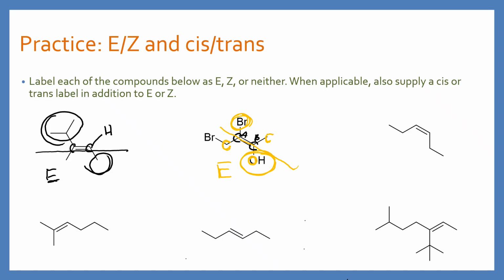Now, looking at the instructions, it says to label each of the compounds below as E, Z, or neither. Neither is an option, but you can also supply cis or trans in addition to E or Z. I wanted to throw that out there because there are examples on here where we can use cis and trans in addition to E and Z. So let's do this next one. We can do this pretty quickly. Looking at each of the carbons of the alkene, we can see that we have hydrogens here. It's pretty clear that our priorities are here and here. And this is a cis isomer. So this is going to be Z, and you can also say cis.